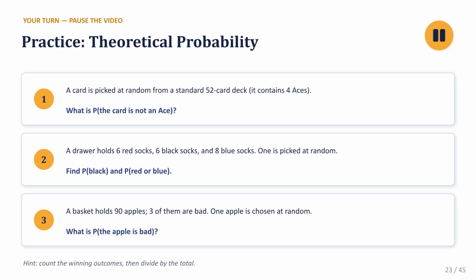Time for you to practice. Pause the video and try these 3 problems. Remember, count the winning outcomes and divide by the total. Once you have your answers, play the video to see how you did.